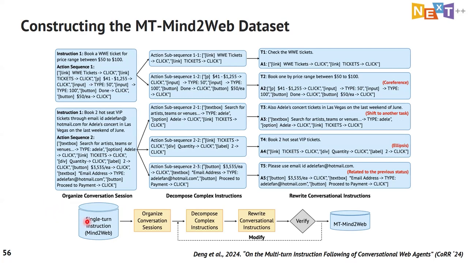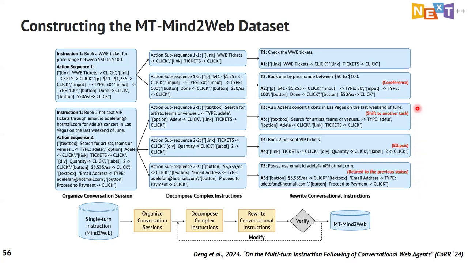And here is the workflow for constructing this dataset. We can mainly just take a look at the final data sample here. We can see that during the conversation, the user may raise follow-up instructions that are related to the previous one by using coreference or ellipsis, which means omitting some repeated information. Also, sometimes the follow-up instruction may rely on the previously mentioned environmental status, so it not only focuses on the conversation context, but is also related to the environmental status.